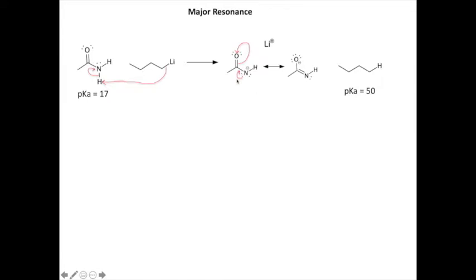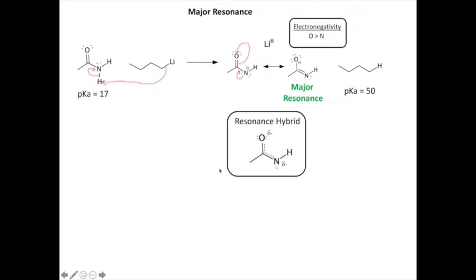So now back to deciding what's the major resonance structure. Oxygen is more electronegative than nitrogen, so it'll prefer to have the negative charge. So this will be your major resonance structure. Also, I didn't mention it, but all the atoms that want octets have octets in both resonance structures. So here would be our resonance hybrid. The oxygen would have, we would expect more negative charge since it's more electronegative.